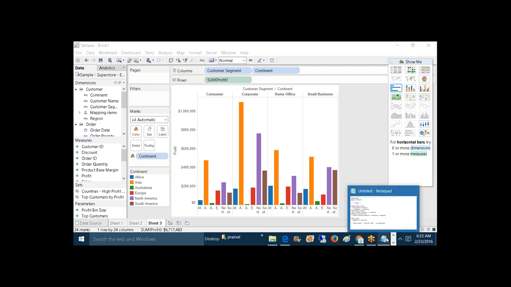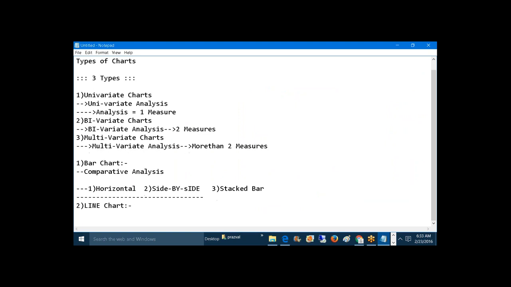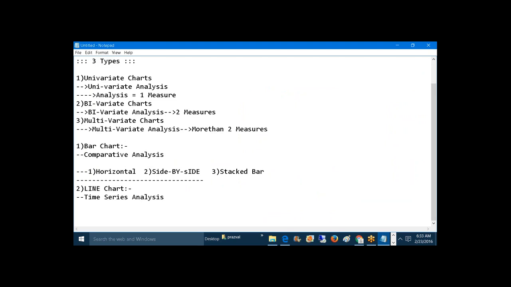Next, number two, line chart. When do we have to use the line chart? The line chart is mainly used for time series analysis. You want to compare the time data. It means if you want to compare any date data or any time data or any date plus time data, the default chart is line only.